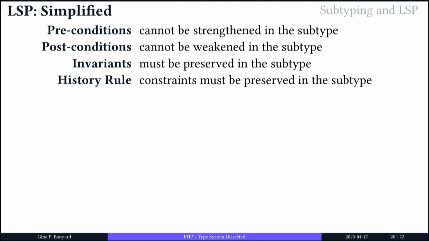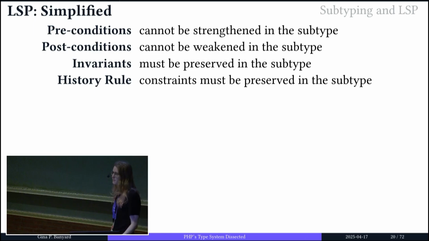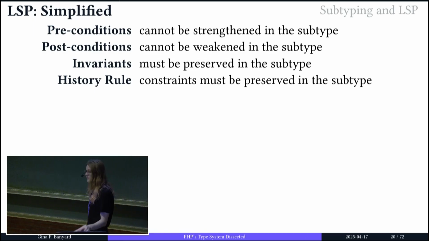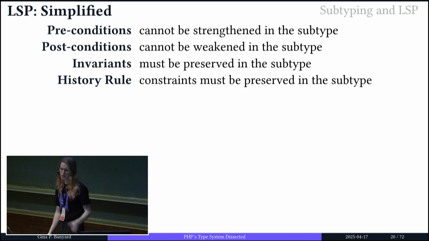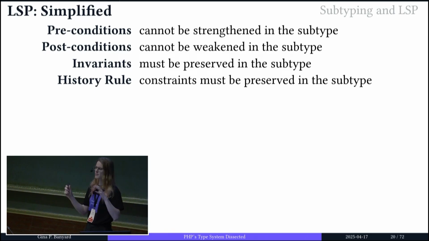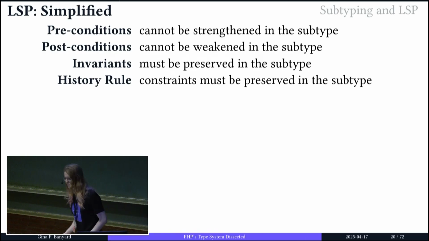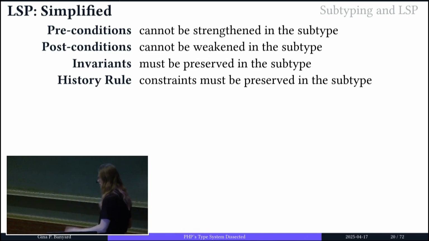Roughly what it means, and roughly what it is like: preconditions, you cannot strengthen them in the subtype. Postconditions, you cannot weaken them in the subtype. The invariants must be preserved. And then there's this thing which is called the history rule, which is that the constraints must be preserved in the subtype. We'll go back to the history rule in a bit.